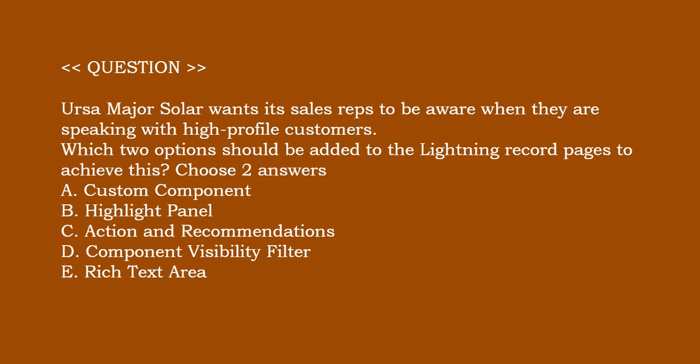Next one. Ursa Major Solar wants its sales reps to be aware when they are speaking with high profile customers. Which two options should be added to the lightning record pages to achieve this? Option A, custom component. Option B, highlight panel. Option C, action and recommendation. Option D, component visibility filter. Option E is rich text area.